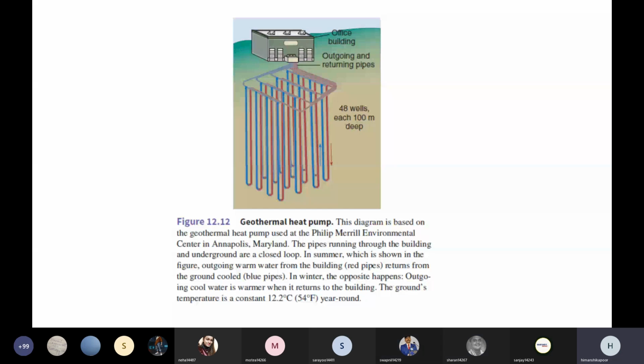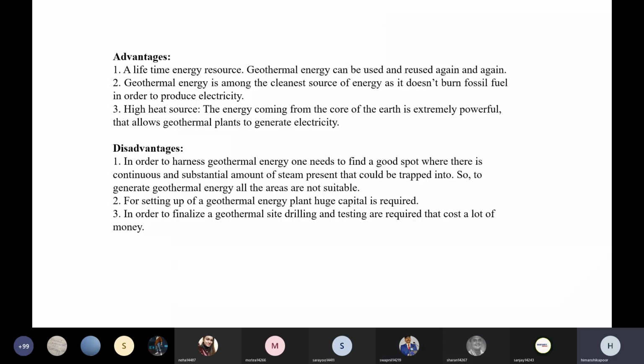Coming to the advantages of geothermal energy. Obviously it is a very good renewable resource of energy. You just have to reuse it again and again, and it is readily available. And like all the other renewable resources, it is a very clean source of energy. Also, the heat coming from the earth is extremely powerful, so it is a very good source of energy.